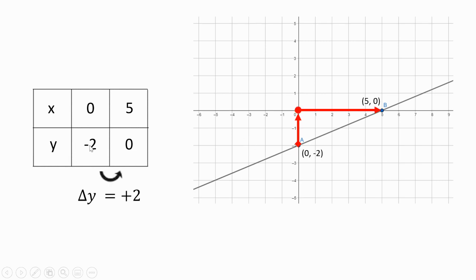Then I would go 1, 2, 3, 4, 5 spaces in the x direction. So the rate of change is the change in y over the change in x. So it's going to be 2 over 5.